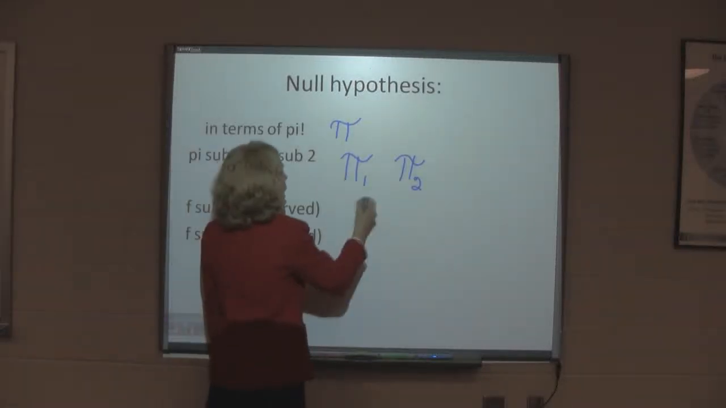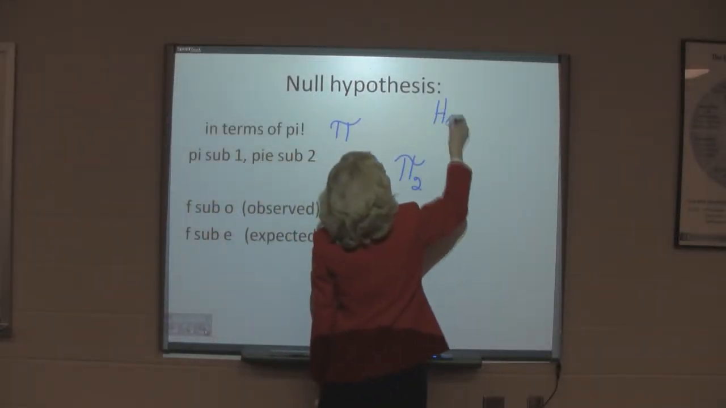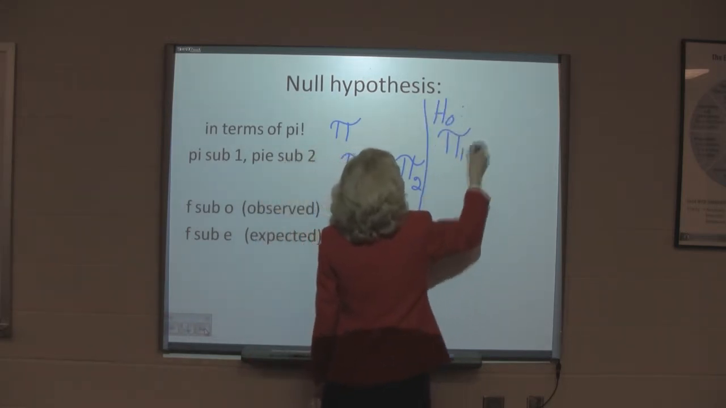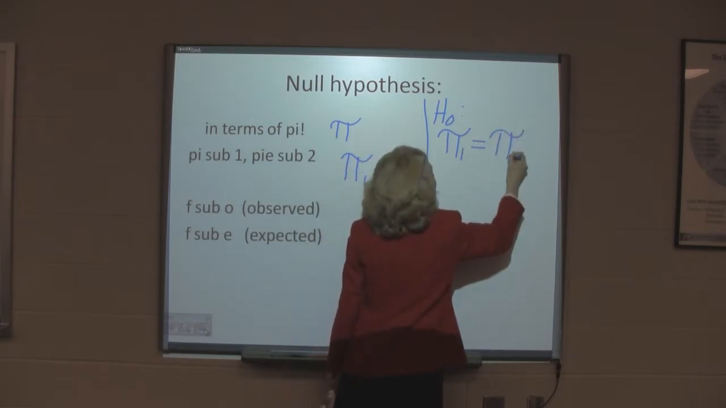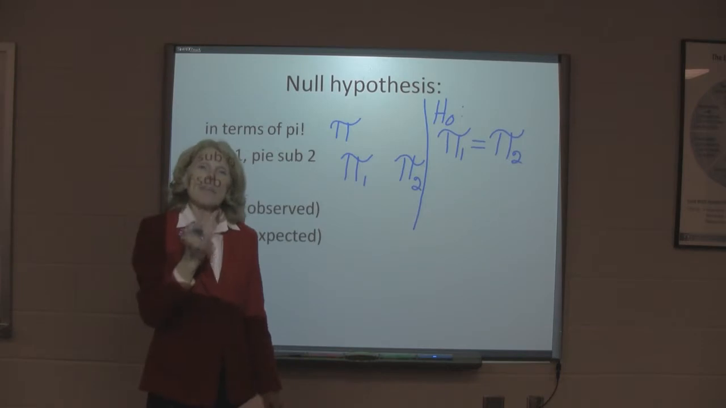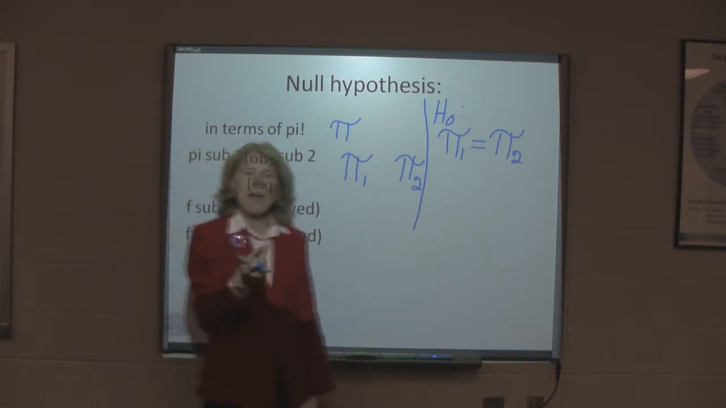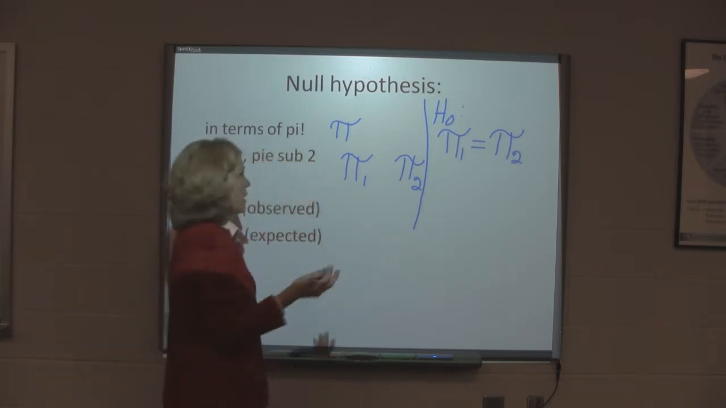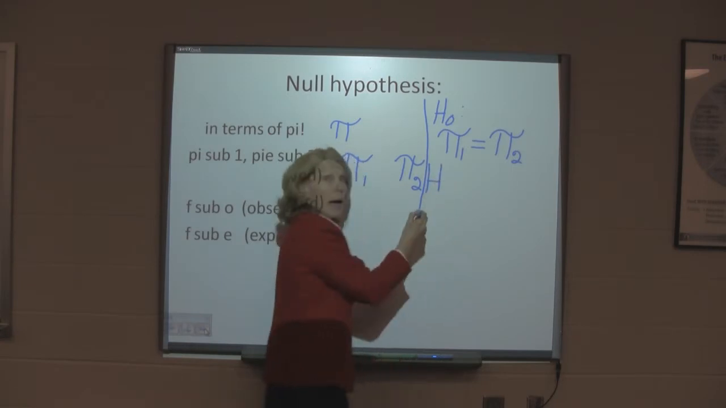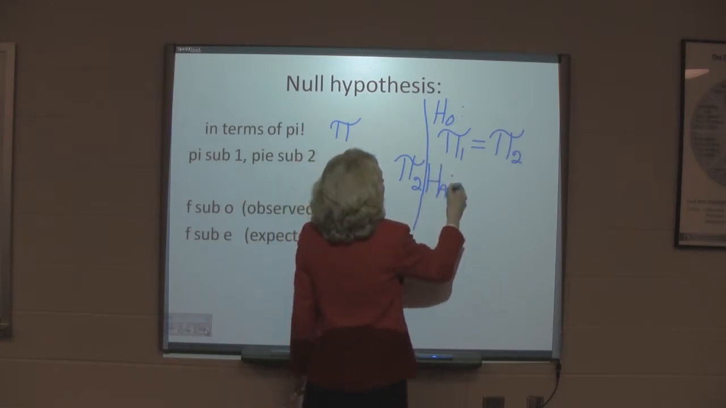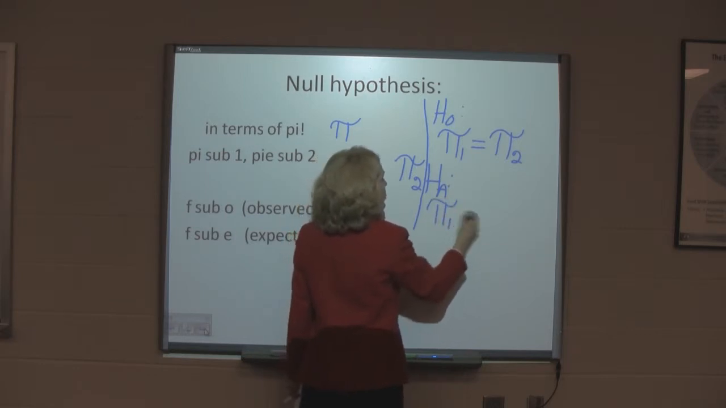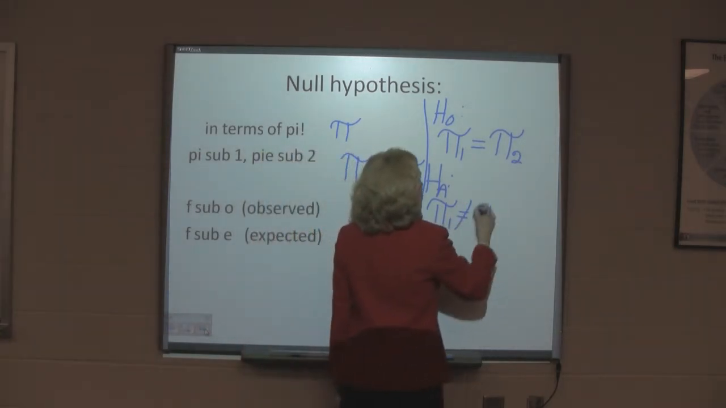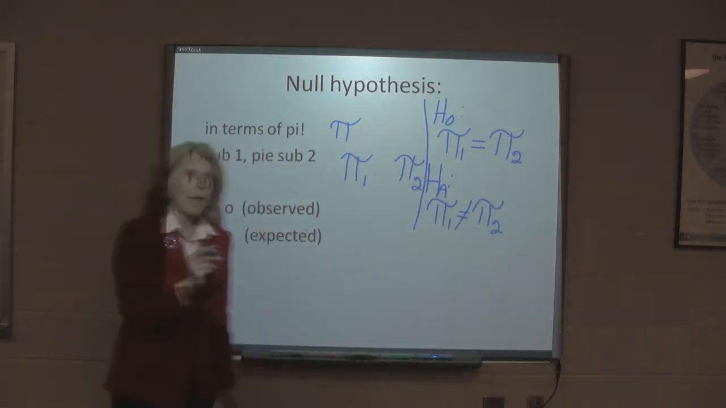So our null hypothesis, I'll go over here, is that pi sub 1 equals pi sub 2. That is, our null hypothesis is that the proportion of females who are left-handed equals the proportion of males that are left-handed. And then the alternative hypothesis is that the proportion of females who are left-handed does not equal the proportion of males that are left-handed.